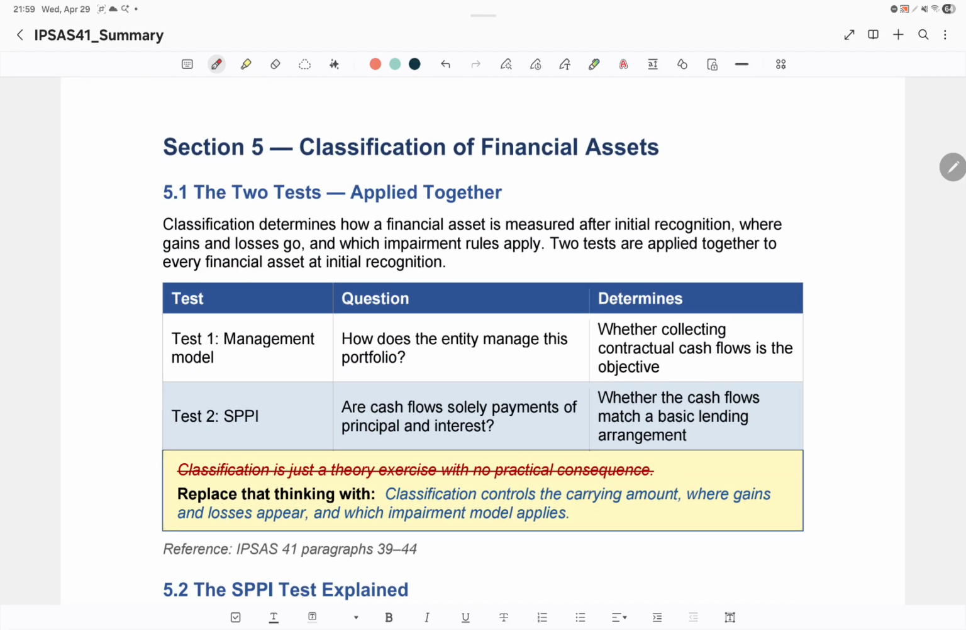So this is the part which is very interesting. Classification of financial assets. We look at two tests. It determines how a financial asset is measured.